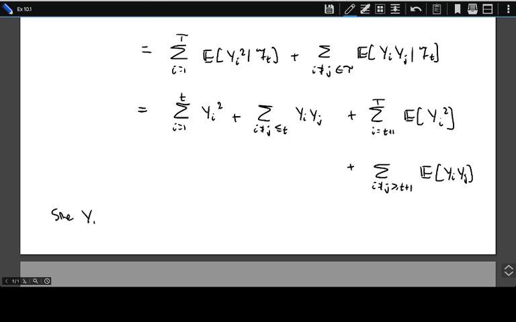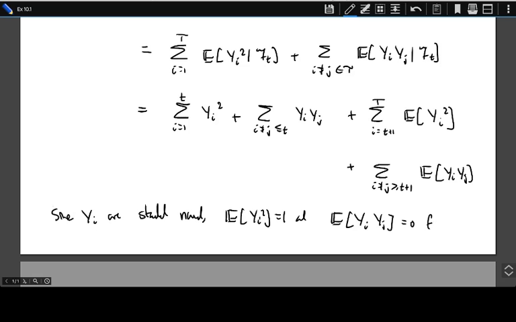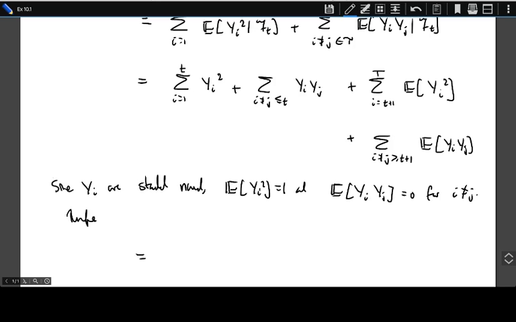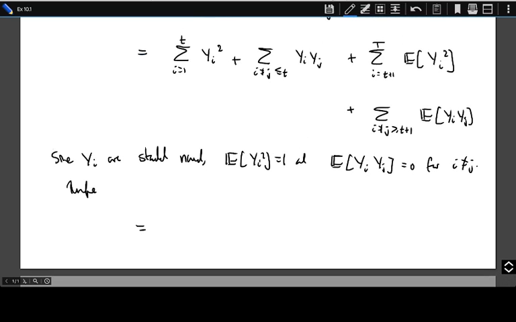Since the Y_i are standard normal, the expectation of Y_i squared is equal to 1, and the expectation of Y_i Y_j is equal to 0 for i not equal to j, because they're independent and they have 0 mean. Therefore, this sum is equal to 1 multiplied by T minus t. This sum is equal to 0. So actually it should be T minus t.